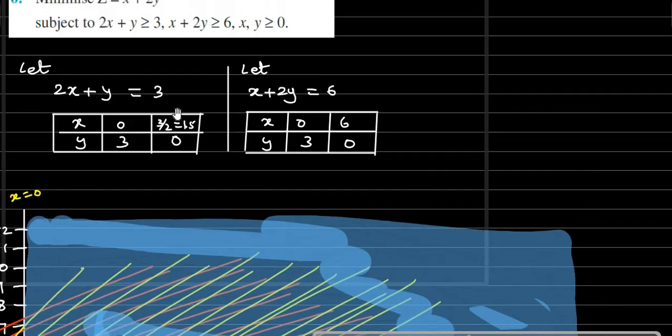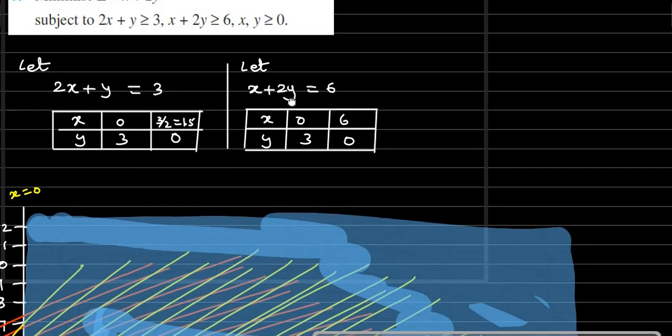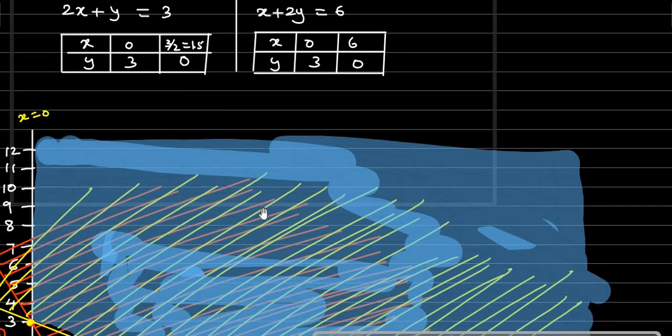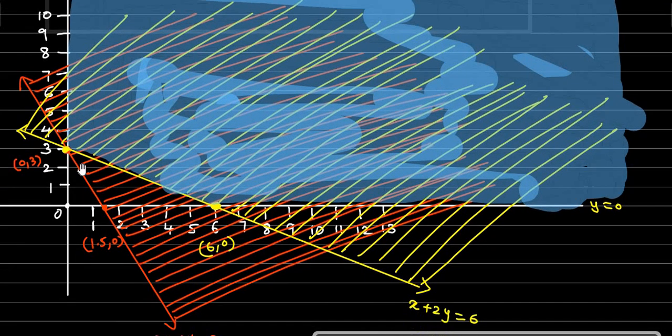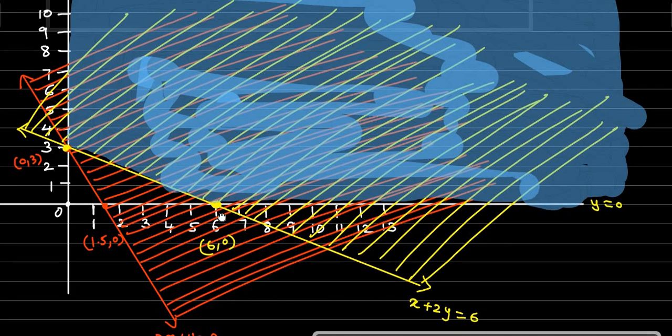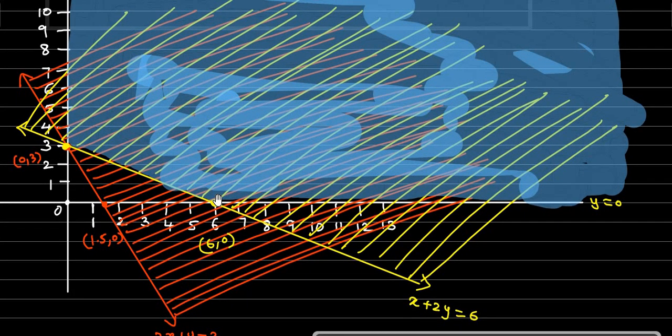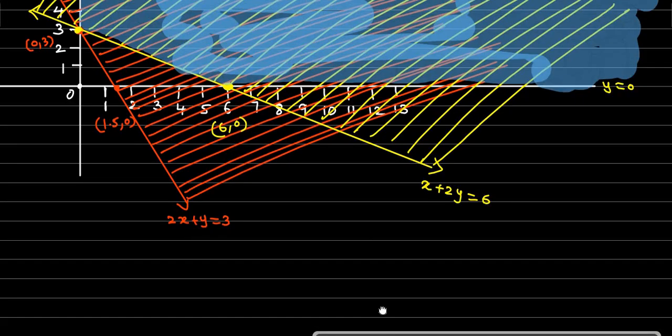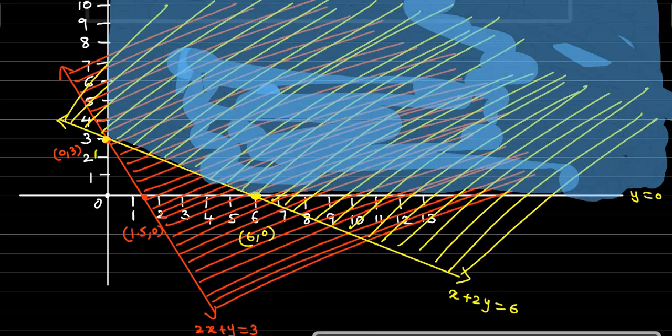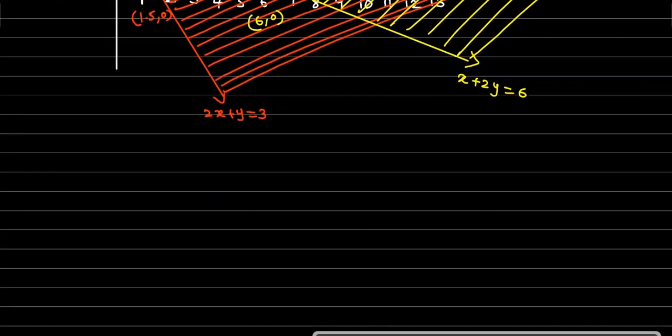All the four lines that we have drawn: 2x plus y equal to 3, x plus 2y equal to 6, then x equal to 0, y equal to 0. In this feasible region, wherever two lines are meeting, that will be the corner points. So you can notice one is here, 0 comma 3, the other one is 6 comma 0. Only these two are the corner points. Let's name these corner points, I'll take one as A and the other one as B.